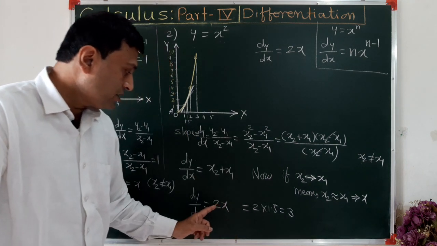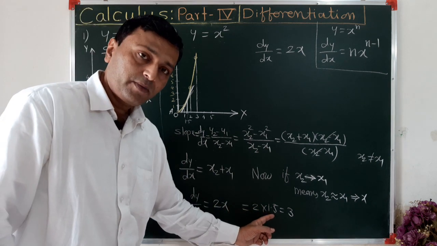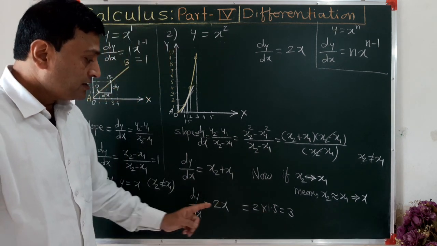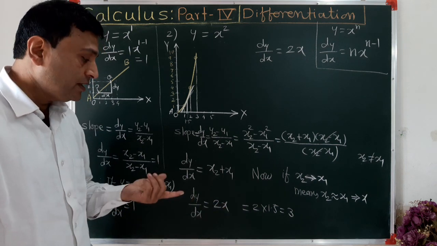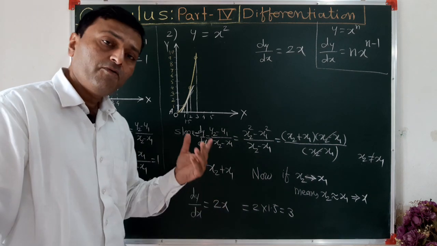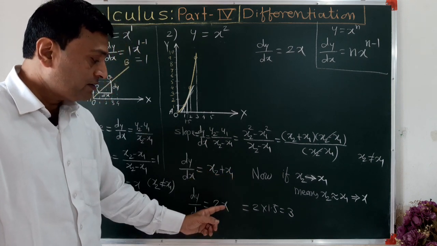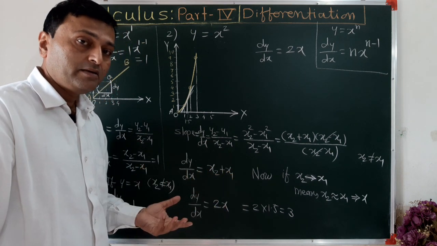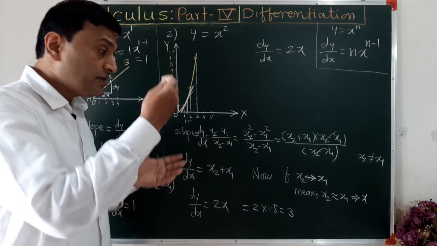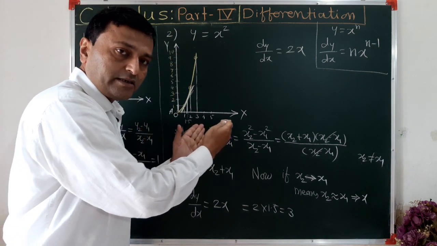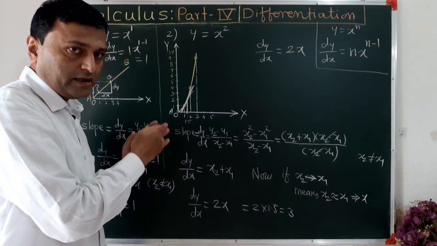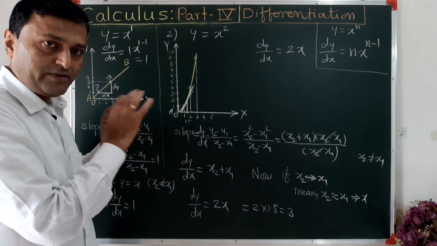If it is 1.5... if suppose x is 4, then what will happen? This will become 4. If suppose it is 5, then it will become 10. Means its rate is increasing. dy will increase fast as dx increases. This is the physical significance.